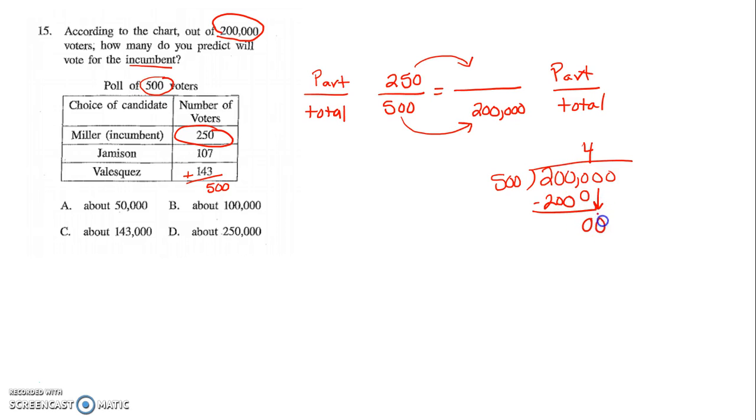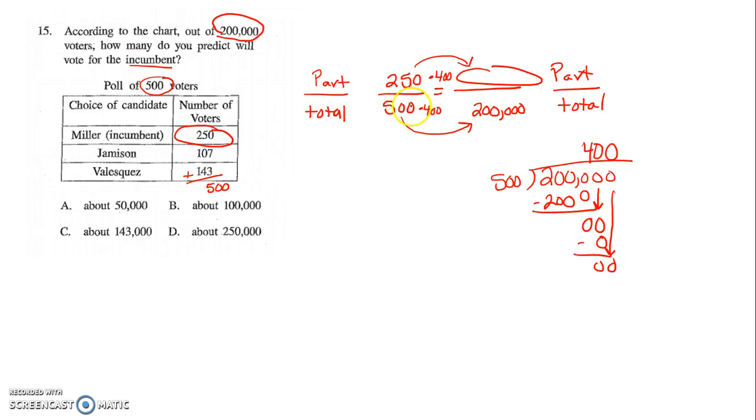We drag down a 0. How many times does 500 go into 0? Oh, 0 times. 0 times 500 is 0. Subtract off. Drag down this 0. How many times does 500 go into 0? 0 times. So you must have to take 500 times 400 to get to 200,000. Therefore, we have to take 250 times 400 to find out the part of the voters that would vote for the incumbent in the actual election.